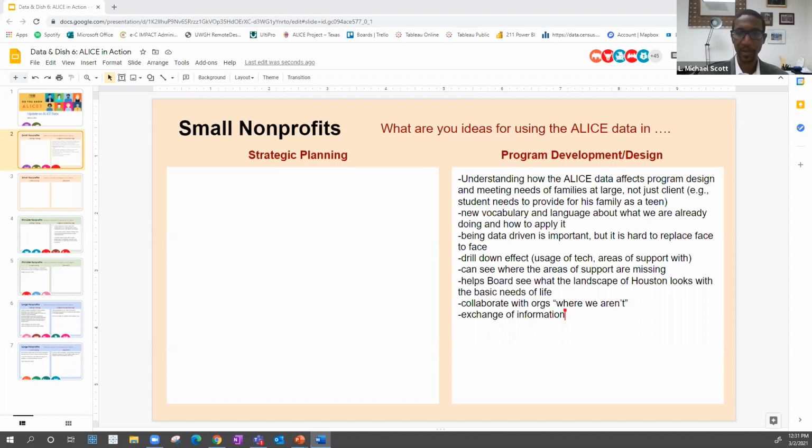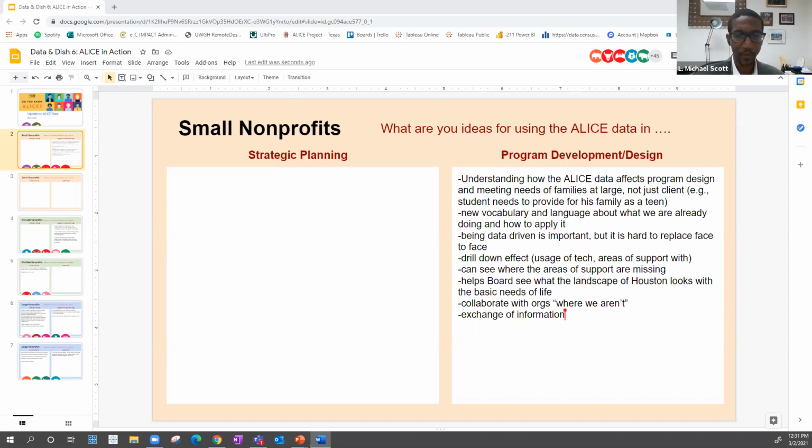But if we can design around that, let's see how we can build workforce development into our program so that you don't necessarily have to disconnect from us, but you can still help your family, still be a part of the village here and keep going. That's a big part of the Alice data, being able to help us inform our program design.